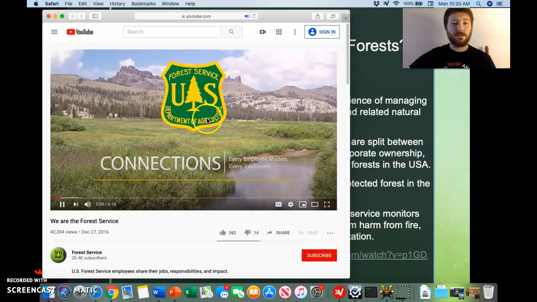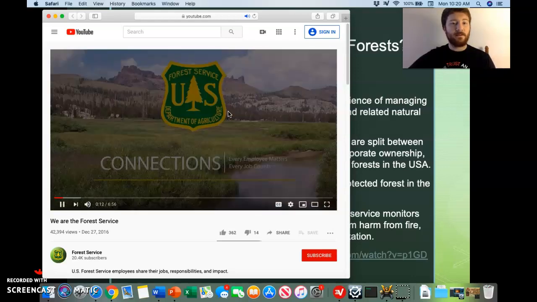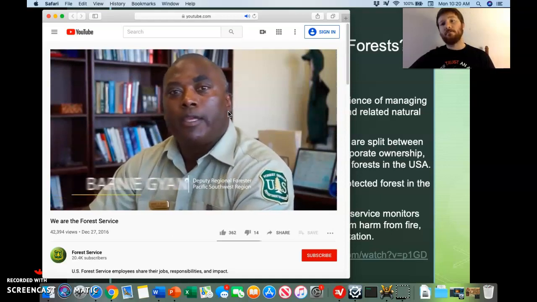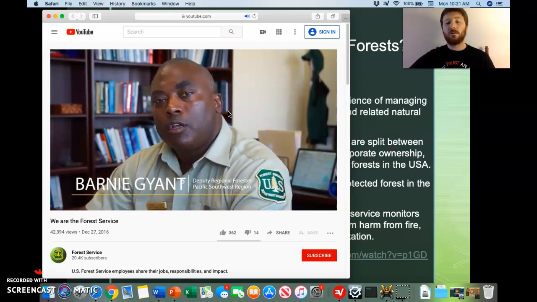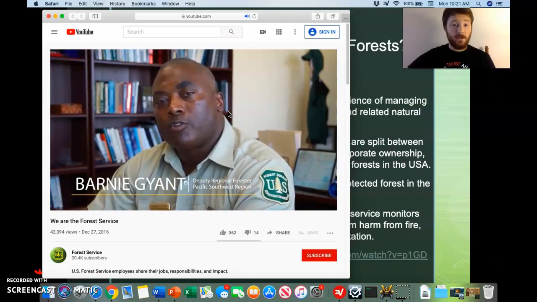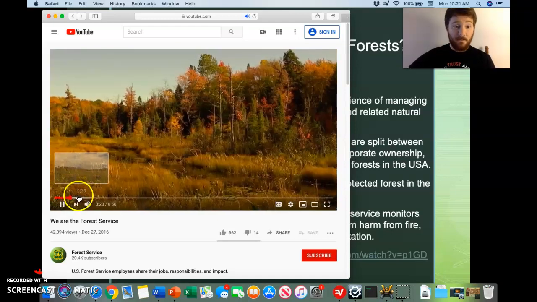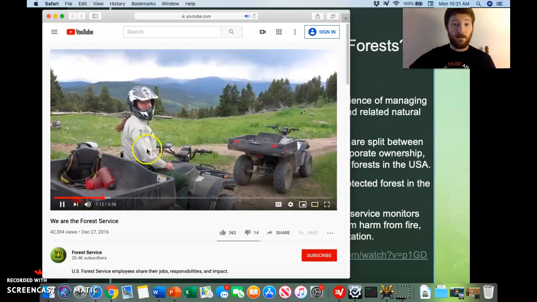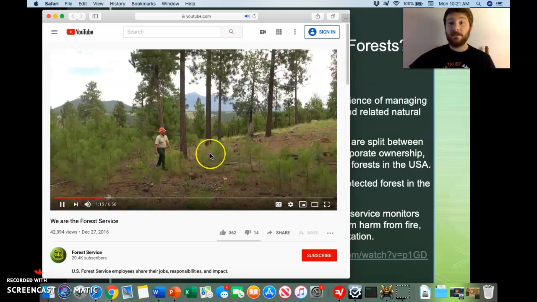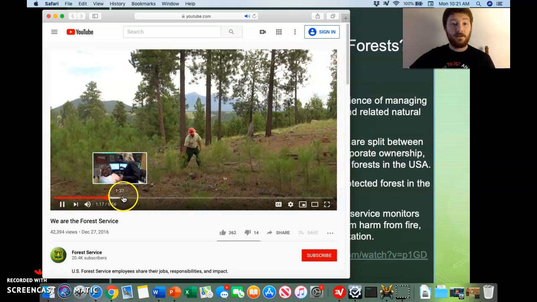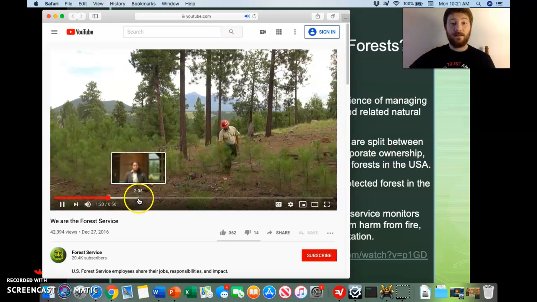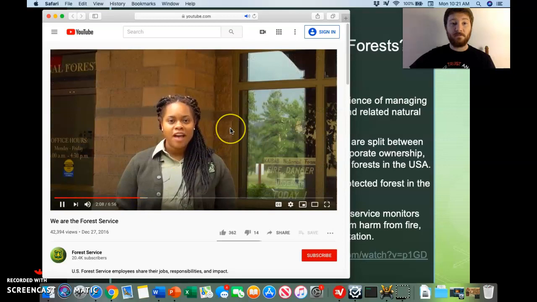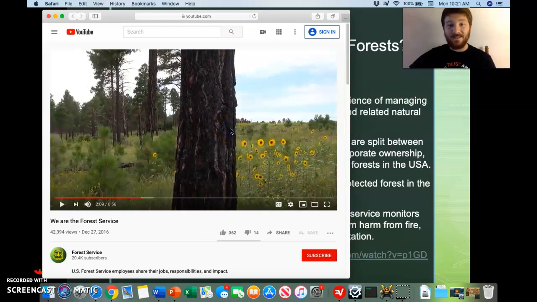We are the Forest Service, and there's a whole lot of different jobs that are related to the U.S. Forest Service. There's forest cops. There are people who are needed to go on like dirt bikes or ATVs to monitor certain things like fires, and there's electricians, and there are management positions, and there's even computer scientists that are needed by the U.S. Forest Service. It's a very cool YouTube video, so I'd suggest you watch it in the link below.